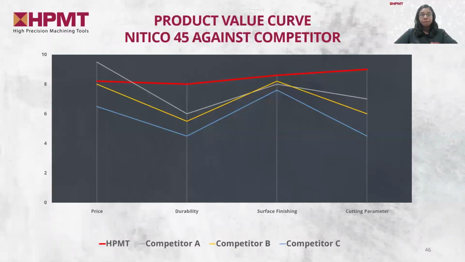As shown, the graph compares the NiTiCo45 product against competitors A, B, and C. Before that, I would like to brief the audience on the scale used in this graph. 10 being the highest, which is the best for durability, surface finishing, and cutting parameter criteria. For the price criteria, the lower the scale, of course, the better it is, as it is cheaper.